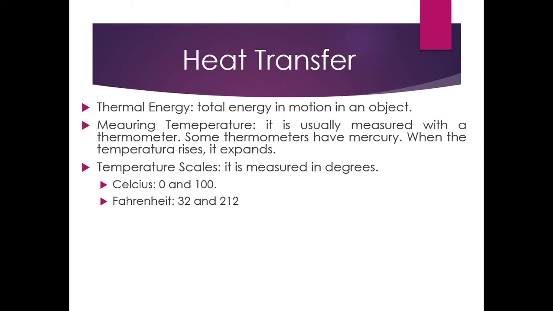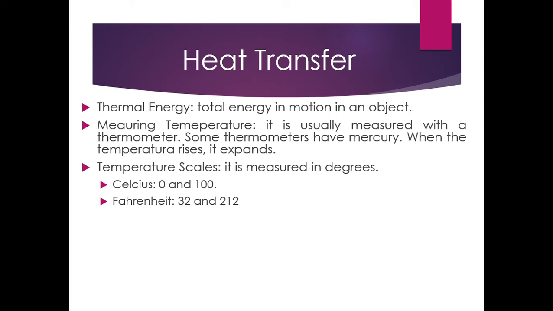And we have some temperature scales. Of course, we have to remember that temperature is measured in degrees. We have Celsius, with 0 and 100. Why do I have these two numbers? Well, water freezes, it becomes ice, when it reaches a temperature of 0 Celsius. And at what temperature is it going to evaporate? It evaporates when it reaches 100 Celsius.